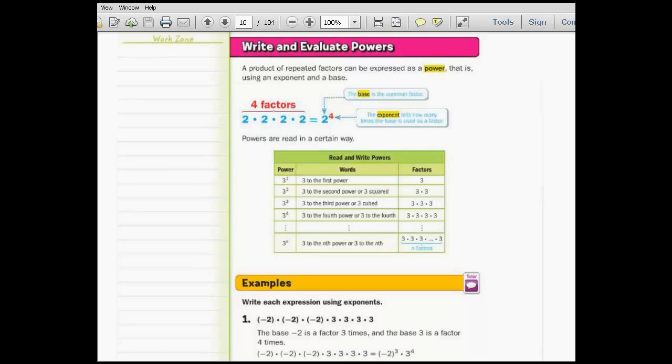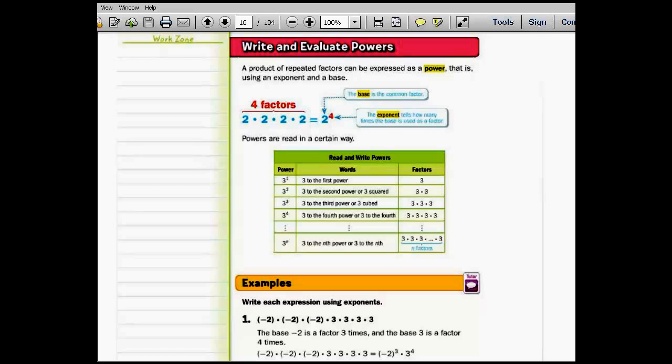Lesson 2 is on powers and exponents, and I'm going to go ahead and start off there on page 16, where it talks about writing and evaluating powers. So, when we talk about a power, we're talking about this whole thing about repeated factors being used to obtain a product. And that has two different parts.